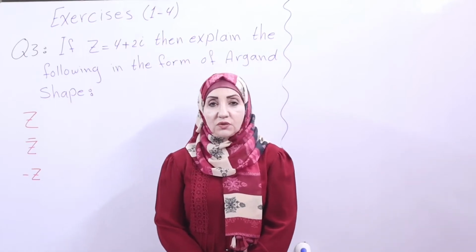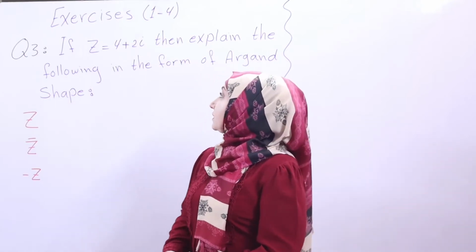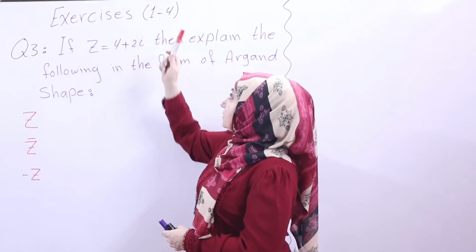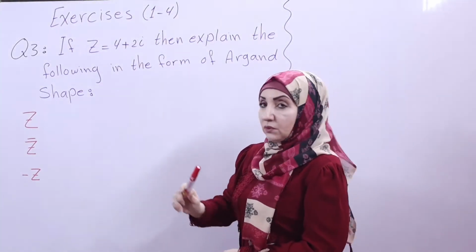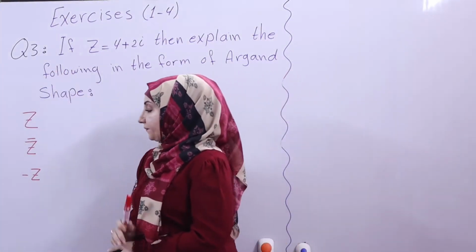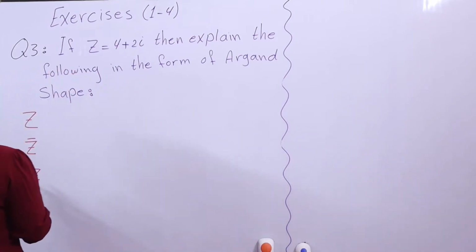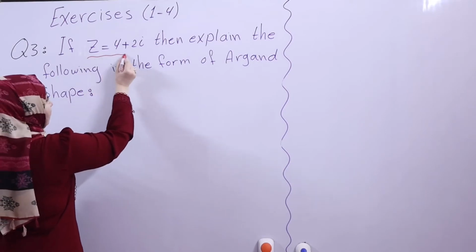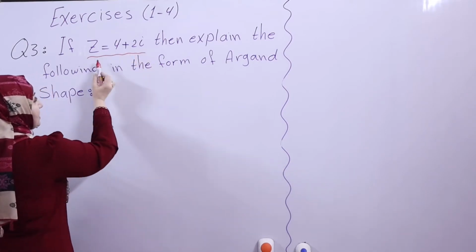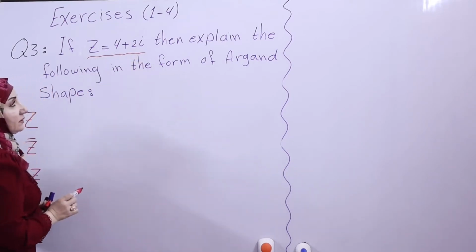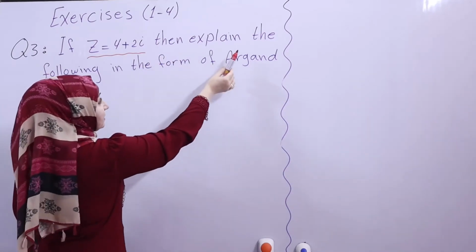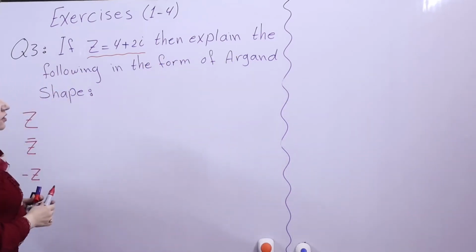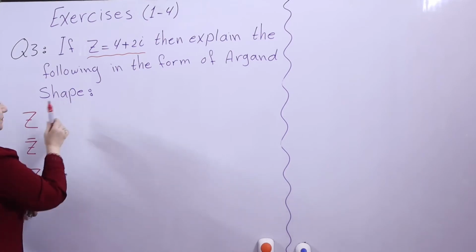In our lecture today, we will complete solving the exercises of 1-4. And now we will solve question 3. Question 3. If z equal 4 plus 2i, we see that z is a complex number. Then explain the following in the form of Argand shape.